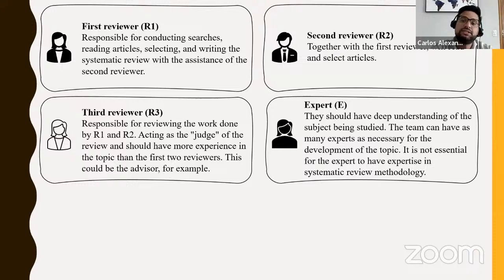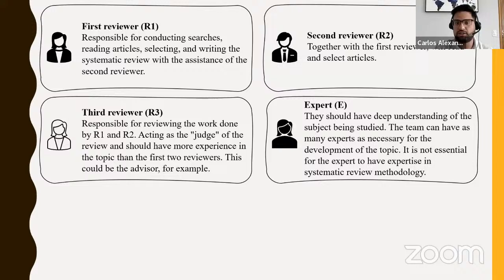Then we have the expert. Usually this person is specialized or has more experience in the topic of the systematic review. This person should advise the other members of the group on the topic they chose, on the research questions, on the studies they should include or exclude, on how the topics are important, subgroups, and everything related to that. They don't need to be an expert in systematic reviews, but in the topic chosen.